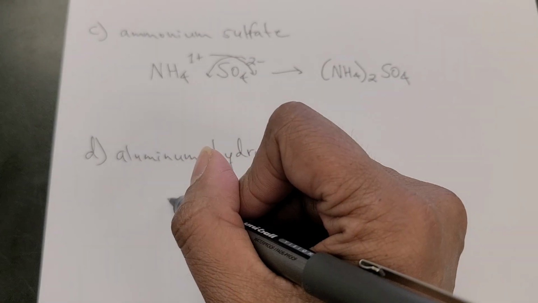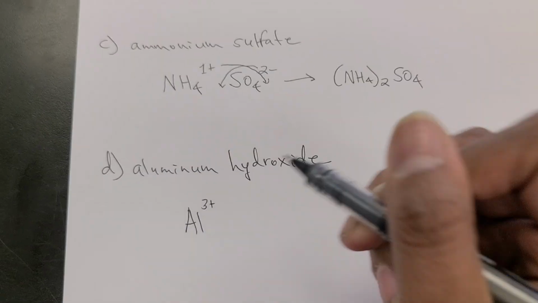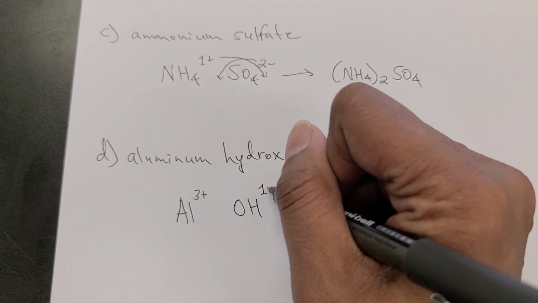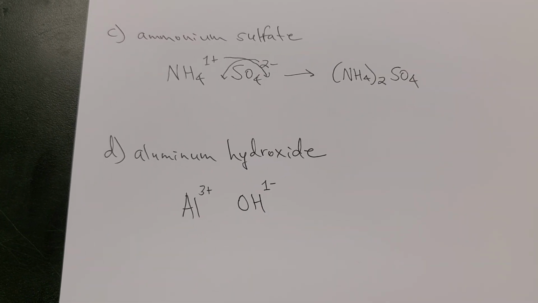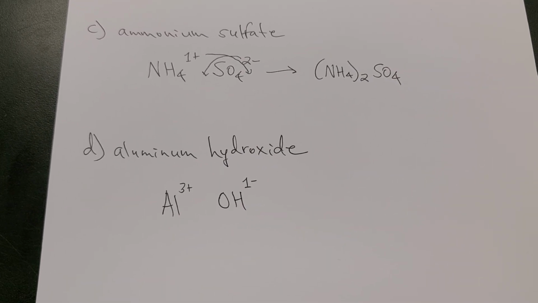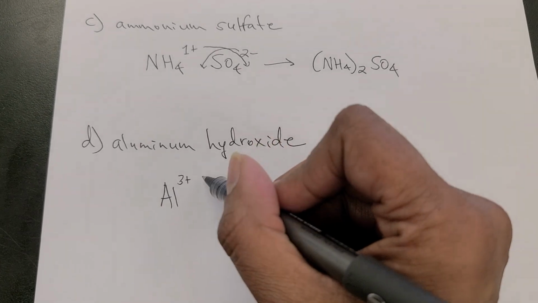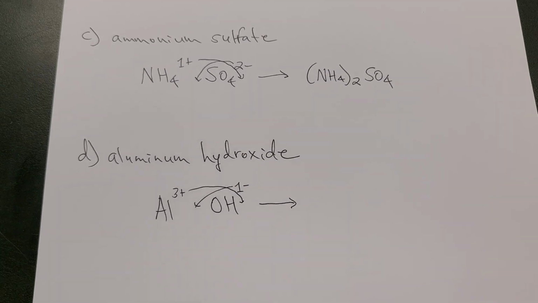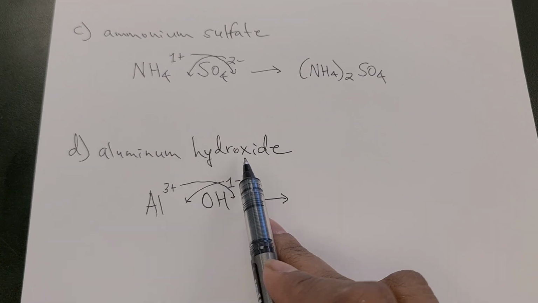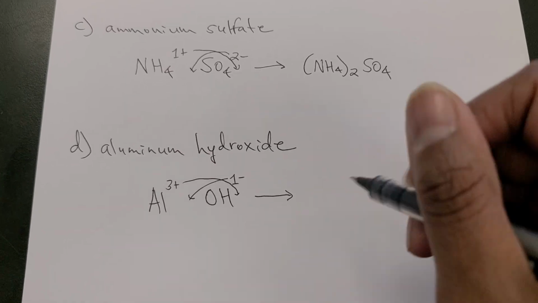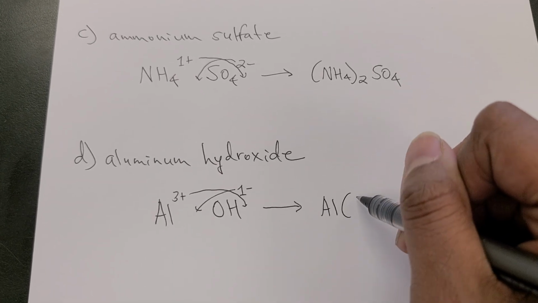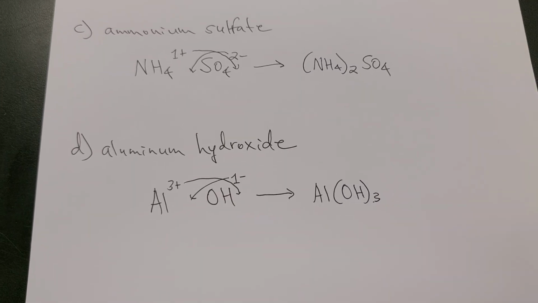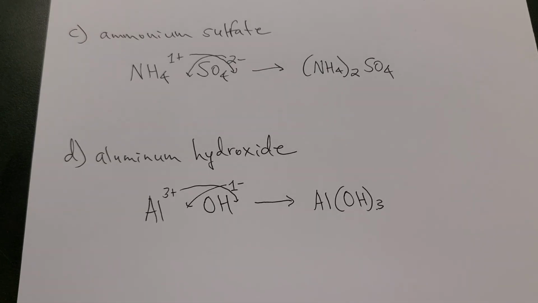This says aluminum hydroxide. Aluminum is in group 3 or 13. The charge is 3+. Hydroxide is OH. The charge is 1-. Then I'm going to cross the charges to the opposite side. Remember from grade 10 science, whenever you see hydroxide in the compound, that indicates it's a base. So I'm going to put Al1 bracket OH, close the bracket, and 3. Again, the 3 has to be outside the brackets.